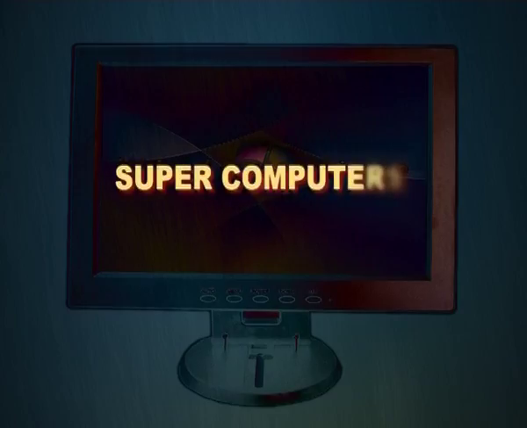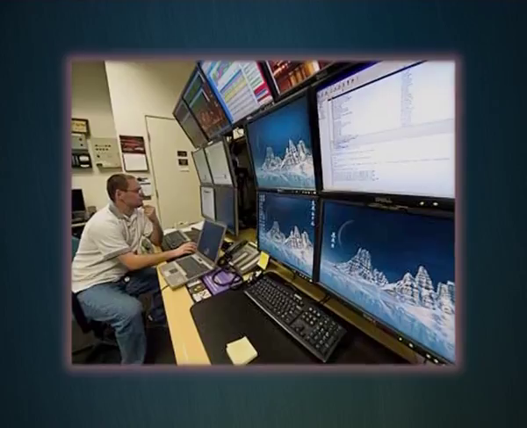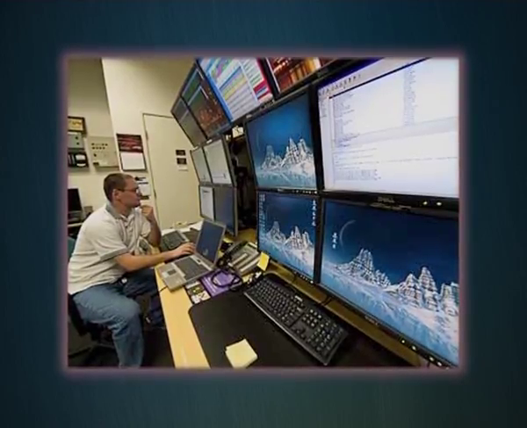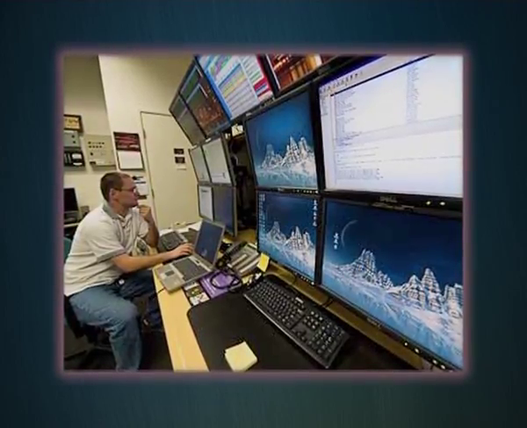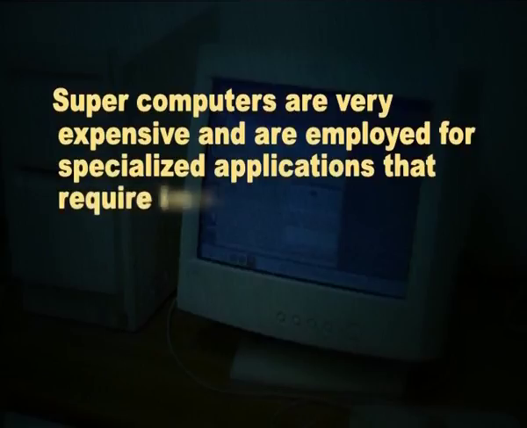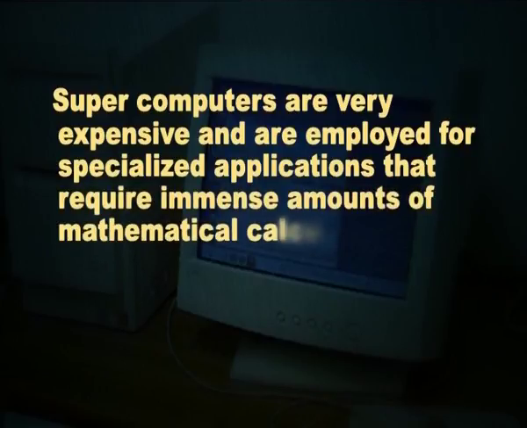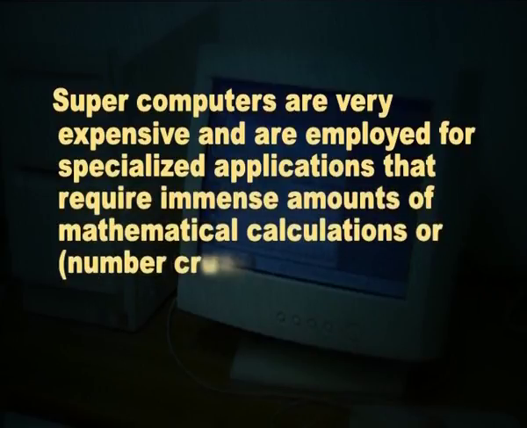5. Supercomputers. Supercomputers are the most powerful computers among digital computers. Supercomputer is a broad term for one of the fastest computers currently available. Supercomputers are very expensive and are employed for specialized applications that require immense amounts of mathematical calculations or number crunching. For example, weather forecasting requires a supercomputer.